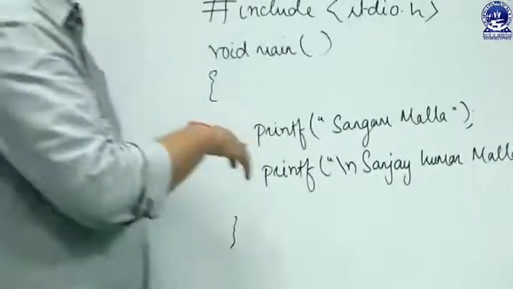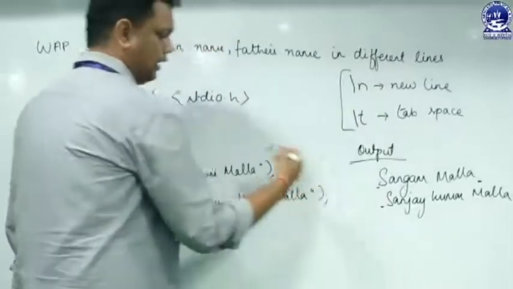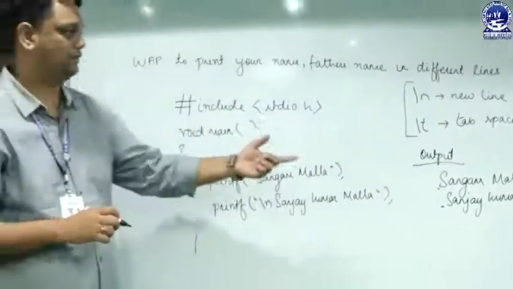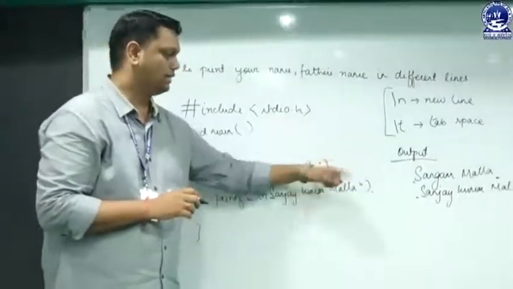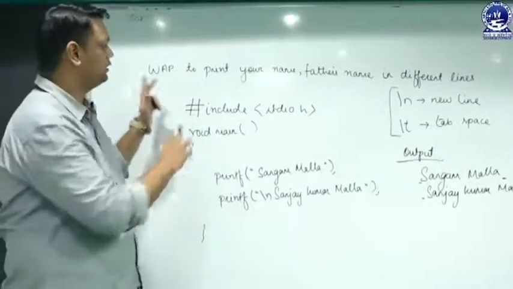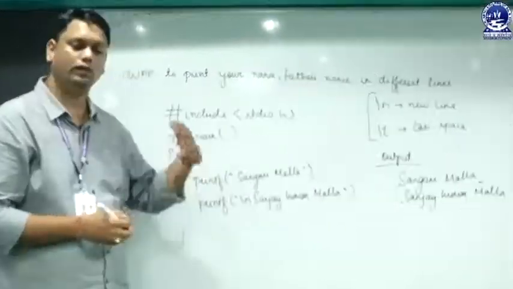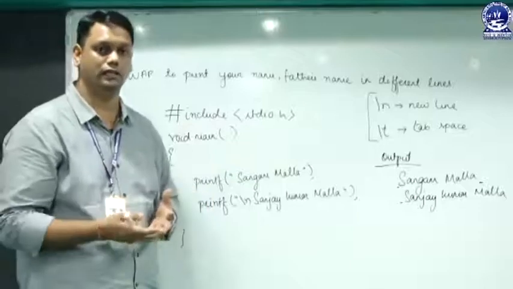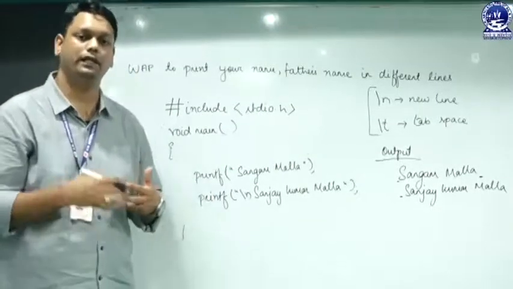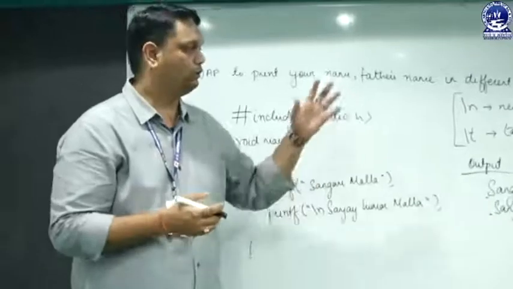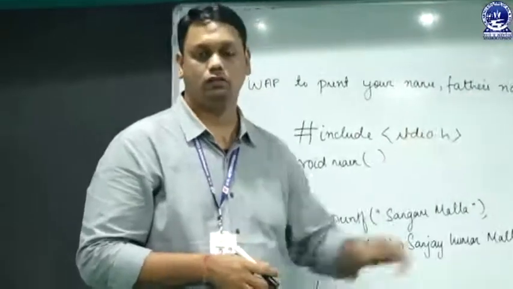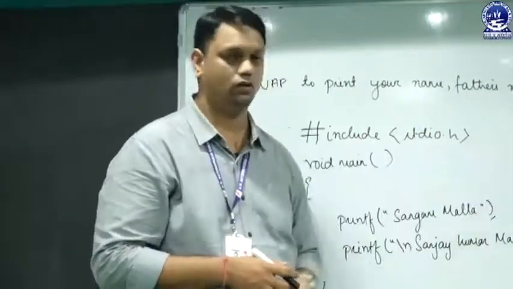The previous answer was in a single line, and as we have used the escape sequence in this program, the answers will be in different lines. So this is the program of how to print your name, your father's name, or anything in different lines. Whenever we print anything in different lines, we must use the new line escape sequence, that is \n or \t.